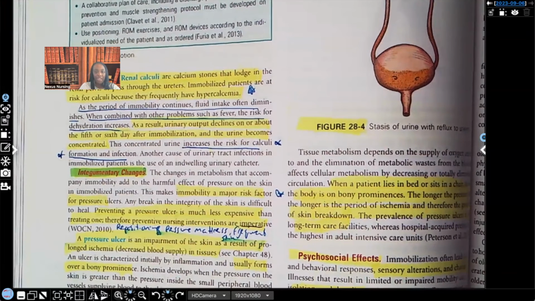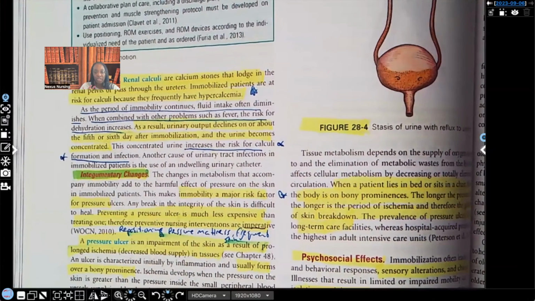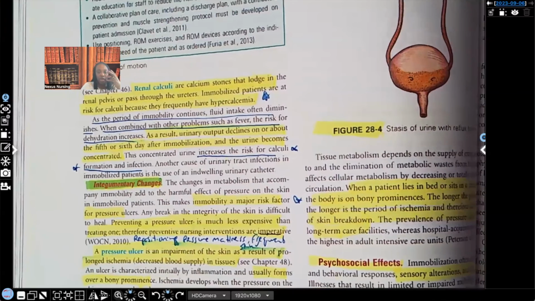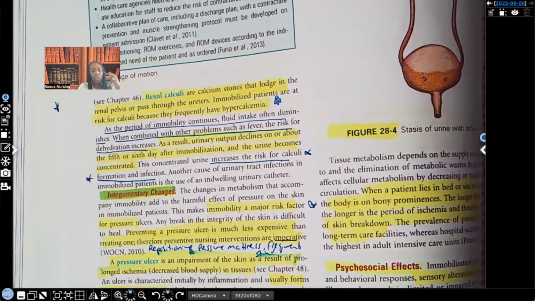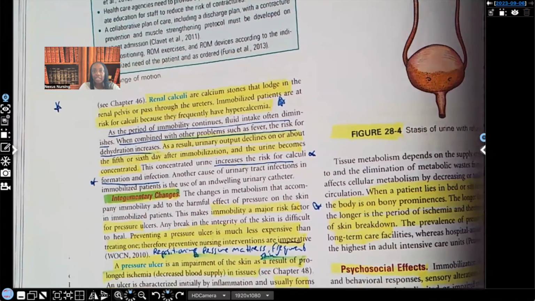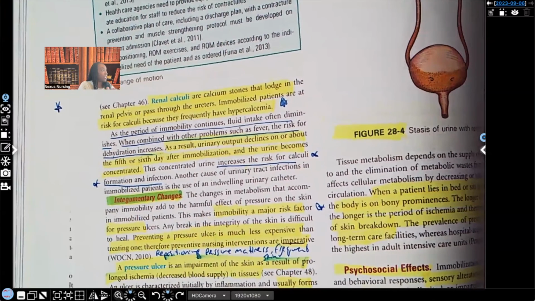So for this type of patient, you're going to make sure you're repositioning them at least every 2 hours. They're going to be on a pressure mattress. They're going to get frequent skin checks. You always want to prevent than to treat.